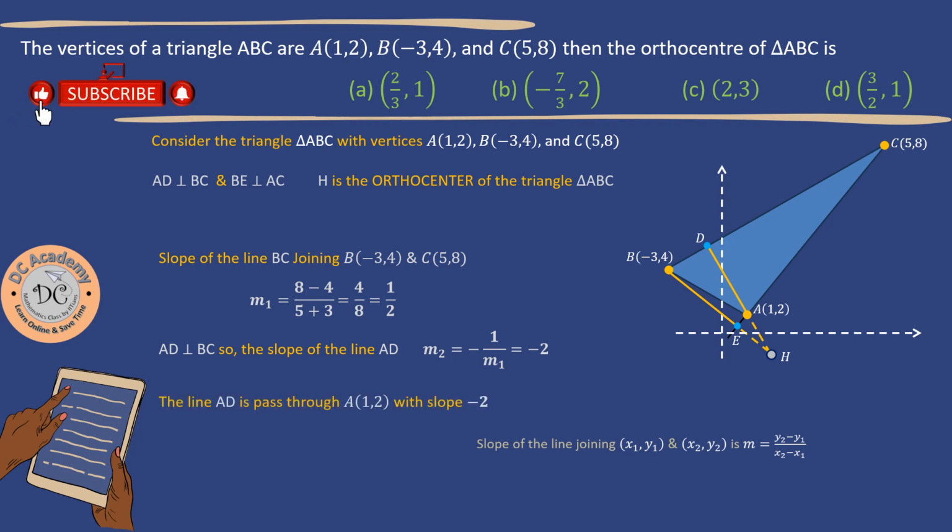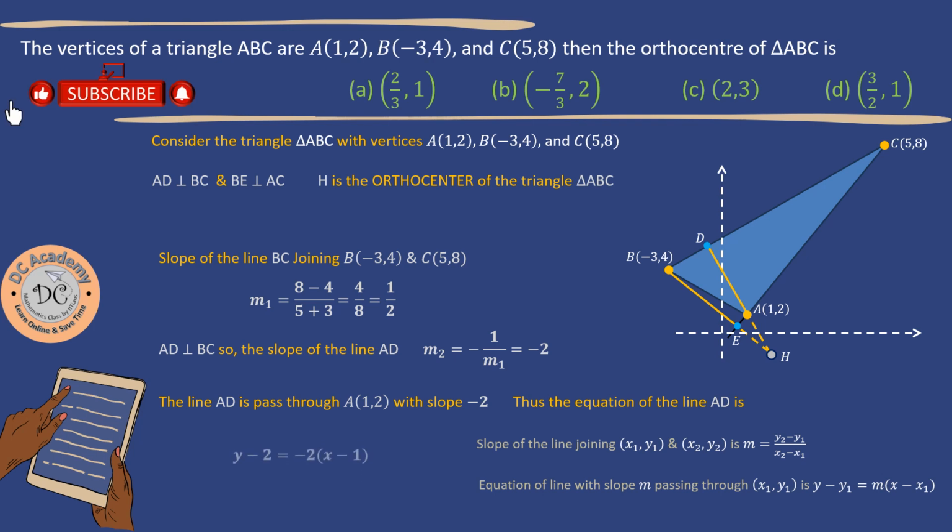Now, as AD is passing through the point (1, 2) with slope -2, the equation of the line AD can be written as y - y1 = slope times (x - x1). Here y1 is 2, x1 is 1, and the slope is -2. So the equation of AD is y - 2 = -2(x - 1). By simplification, we find AD is y = -2x + 4, and that's it. Now we are able to find the equation of AD.